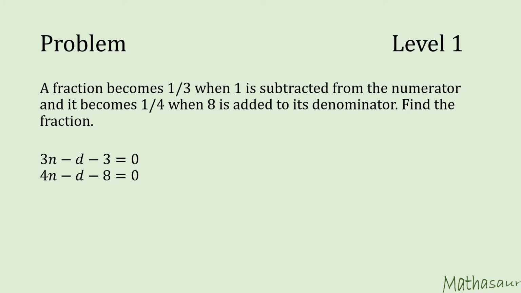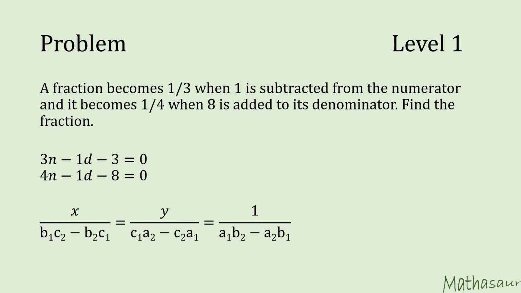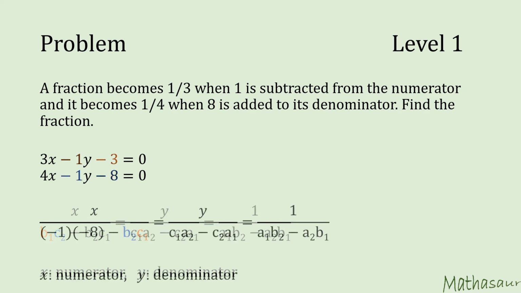And we get a pair of linear equations in two variables, n and d. Now let us apply the cross multiplication method to find the values of n and d. But the cross multiplication method only works for variables x and y. So let us replace n with x and d with y. Let us substitute the values.